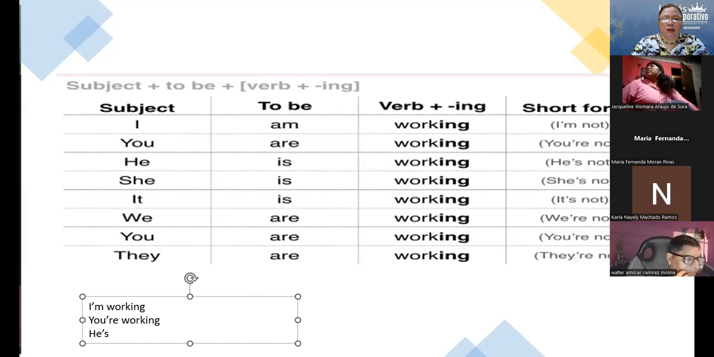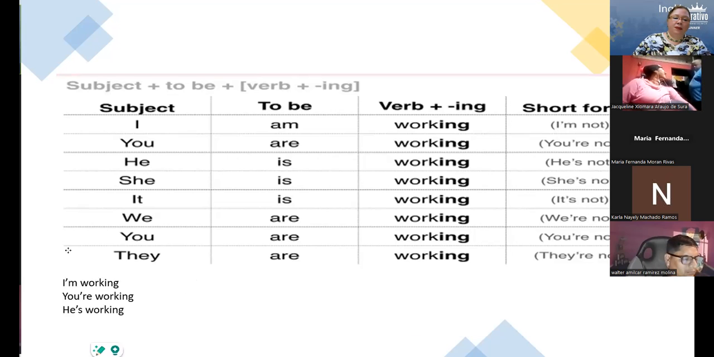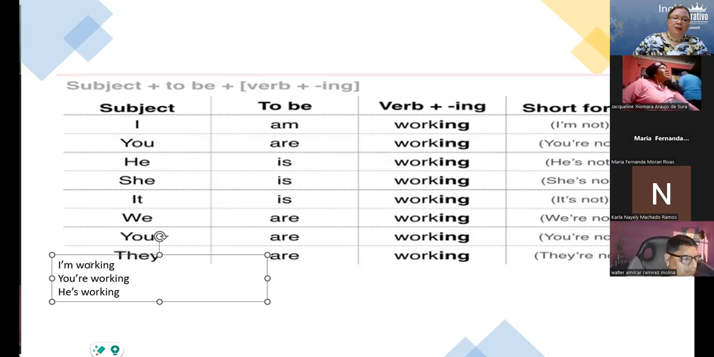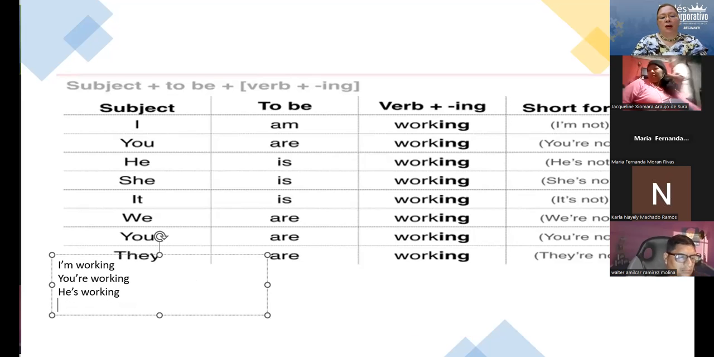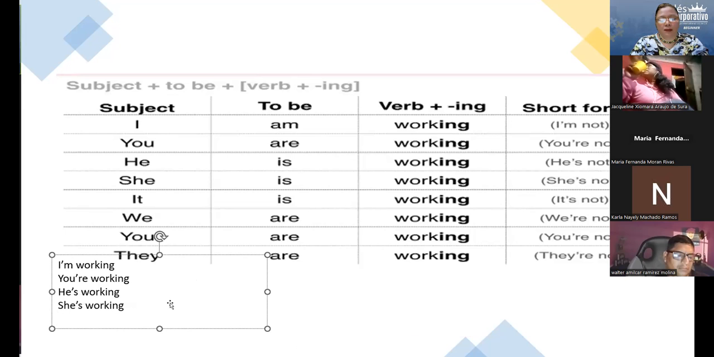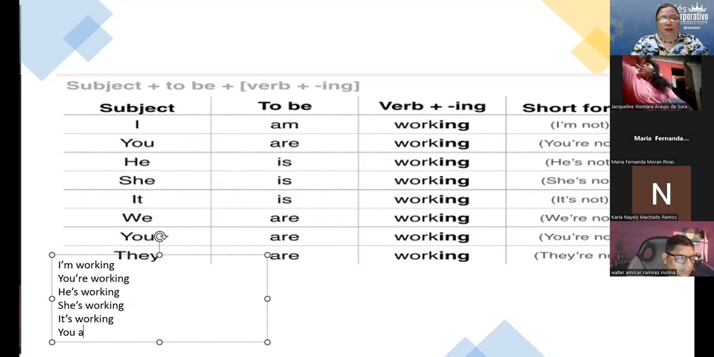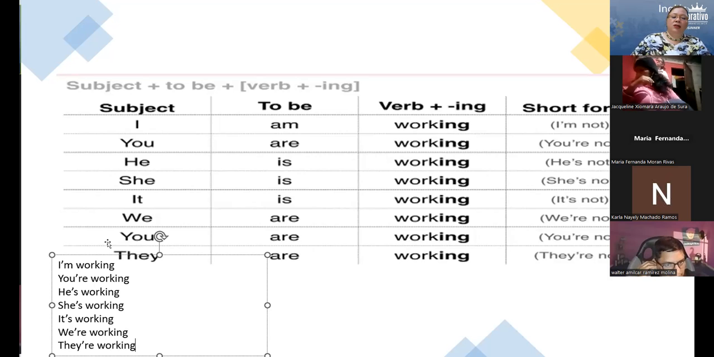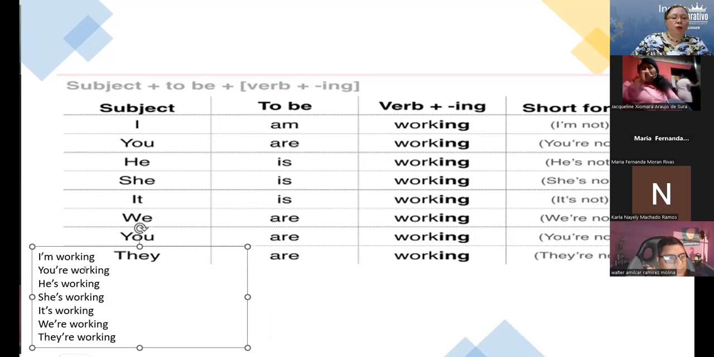You're working. Is working. Okay, so this is the contraction or the short form of the affirmative.